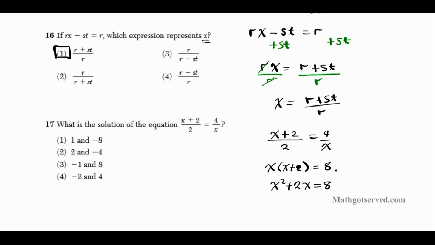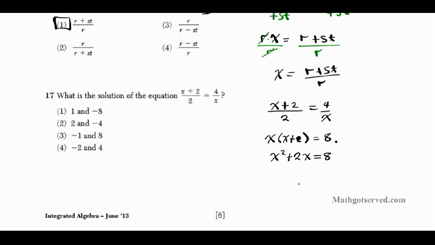Now this is a quadratic equation because we have a square here. So in order to start solving, we have to put the quadratic equation in standard form. Okay, so to do that, we just basically set it equal to 0. So subtract 8 from both sides. So what we'll be left with is x squared + 2x - 8 = 0.